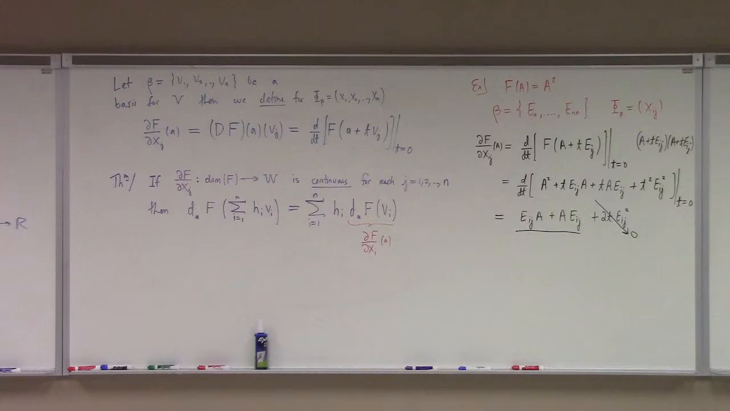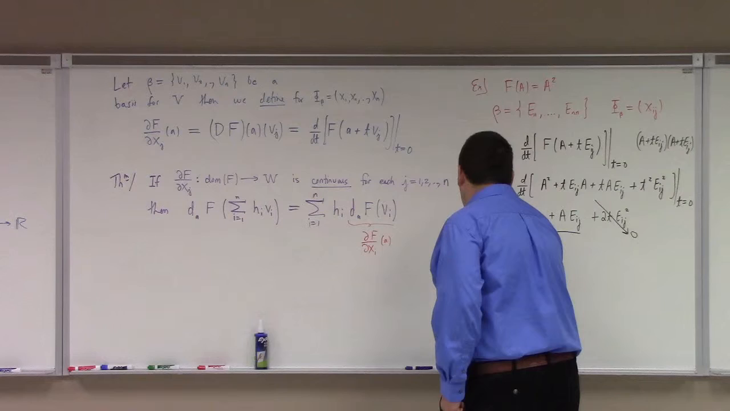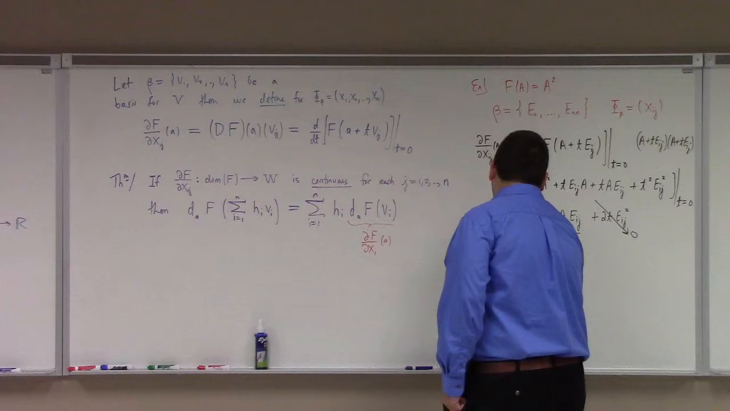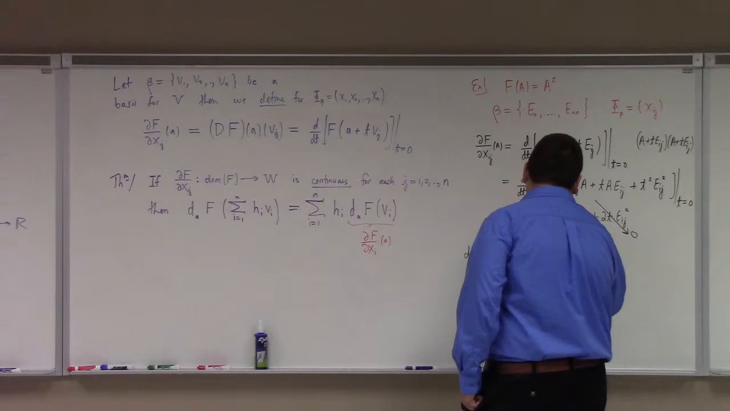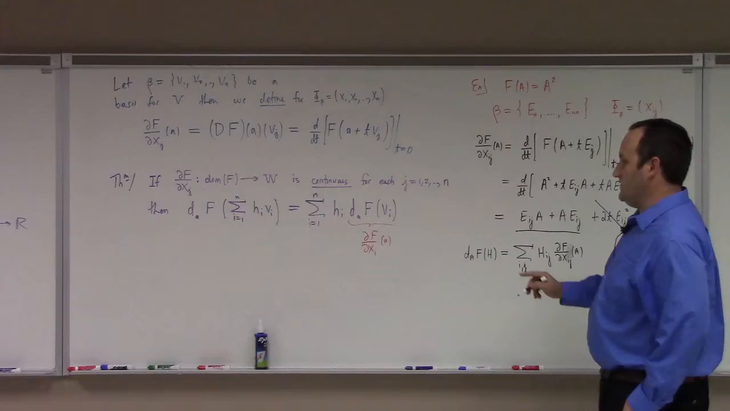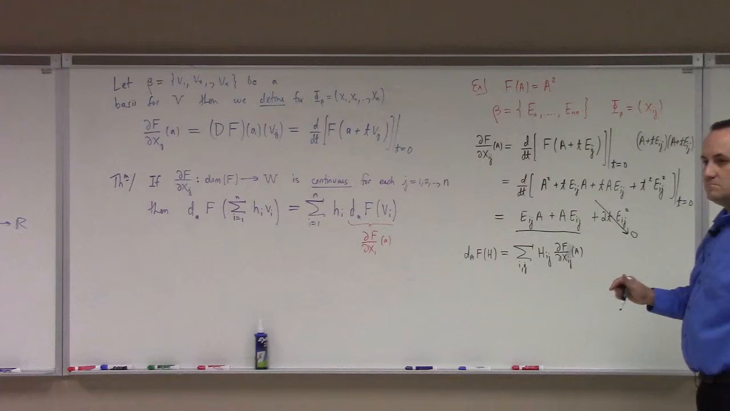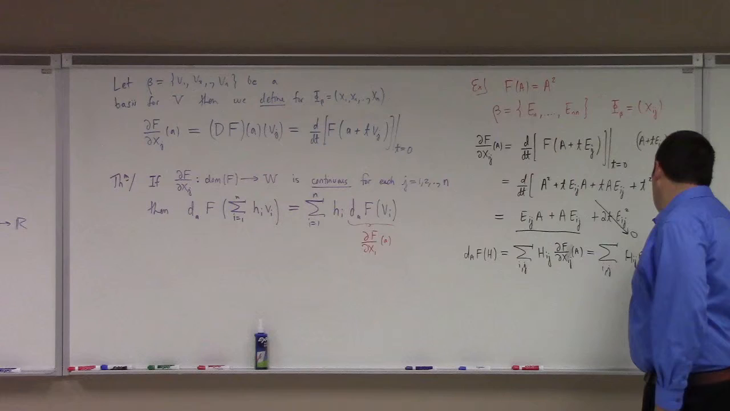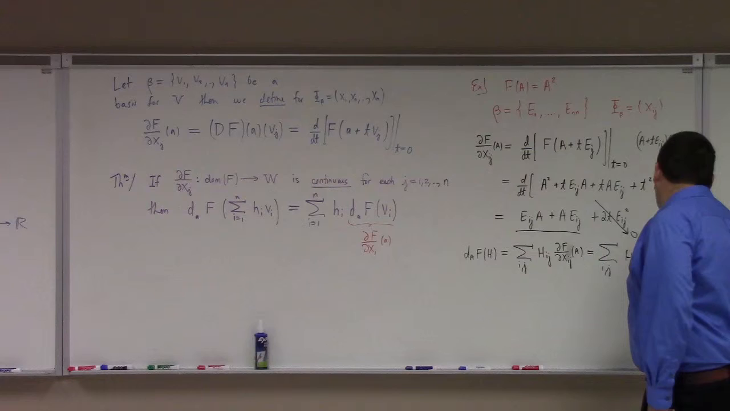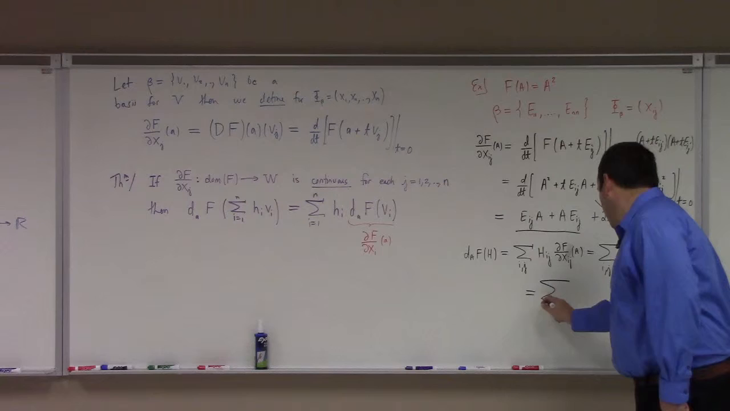Now, let's use my purple theorem. I'm claiming that d_A f of h is equal to a sum. In this case, it's going to be a sum over i and j of h_ij partial f partial x_ij of A, right? That's what I'm claiming. Again, i is getting played by the role ij here. So that's the sum over ij of h_ij (E_ij A plus A E_ij). Sorry, my handwriting's getting kind of screwy down there.